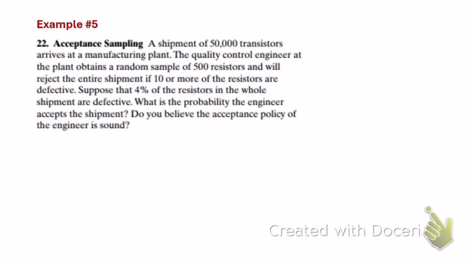You are. All right. So we got some transistors being shipped in. And we've got a person that is the gatekeeper that gets a sample, and it tells us random, of 500 resistors. And he or she's going to reject the entire shipment if 10 or more of those 500 are bad. It's 10 or more out of 500 now. And then we're omniscient now, and we know that 4% of the resistors in the whole shipment are defective. Now, that engineer would not know that.